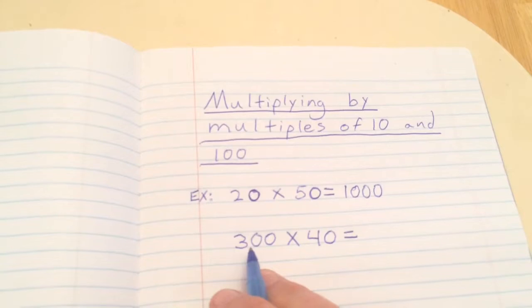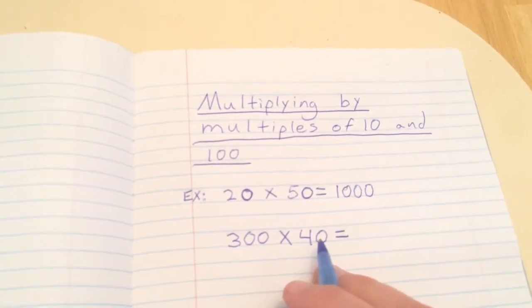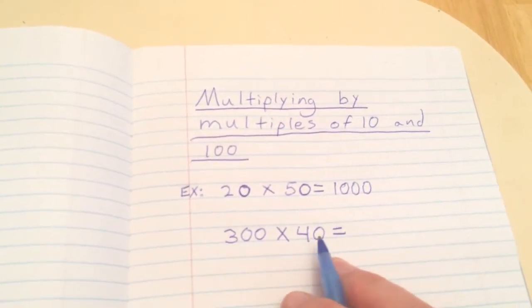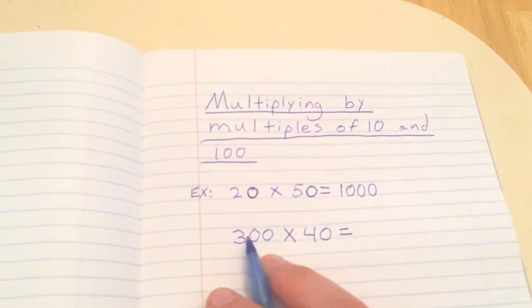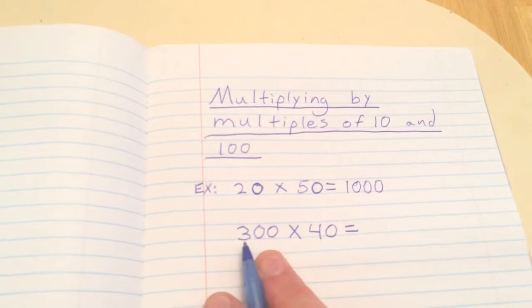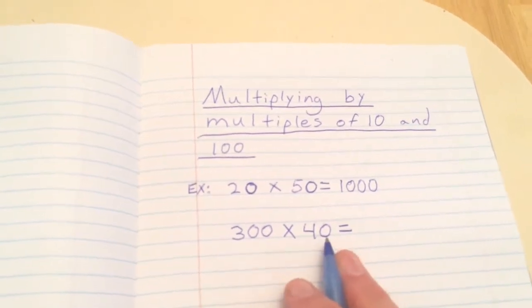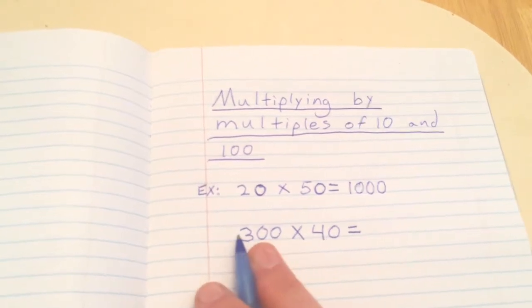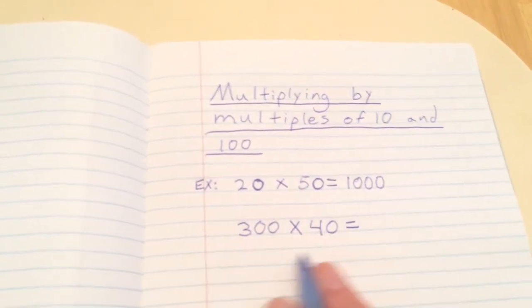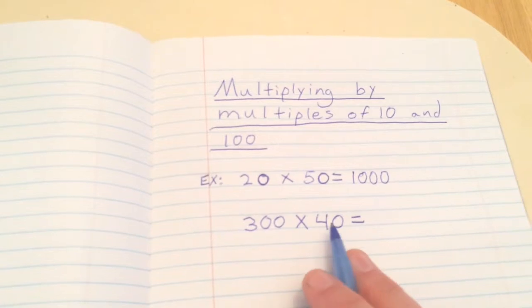So we have 300 times 40. Oh my goodness. How in the world? I could stack them on top of each other. And if I know the trick for that, that's great. More power to you. Yay! You're awesome. Now, for the rest of us, we're like, oh my goodness, how in the world am I going to do this? It's very easy.